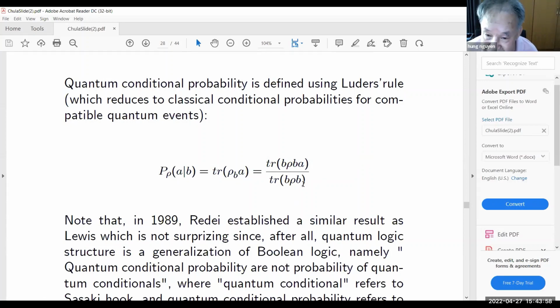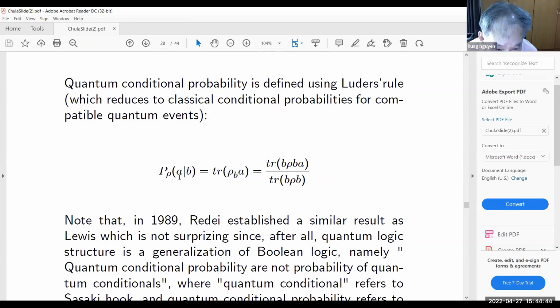Translate that into the trace operator, and this is called the Luder rules. That is a postulate, but there is a reason why it is so, because it extends clearly what happens in classical logic. If A is less than B, then they are commutative. But if they are commutative, then everything goes through. We are exactly in the case of classical probabilities. That's why the formula is justified.